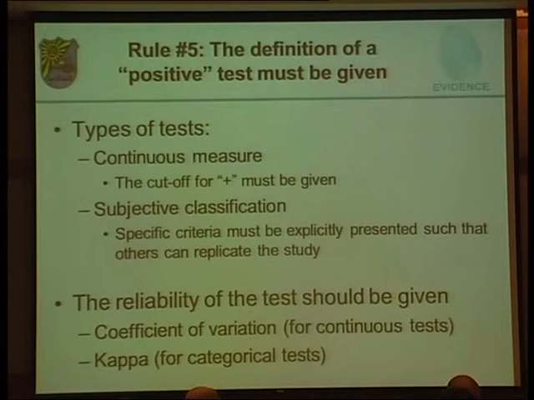And just like the gold standard, you need to understand the criterion for how they call people diseased and not diseased. In the same way, you need to see what are the criteria they're calling for a positive test. So if it's a continuous measure, you say above this point it's positive, below that point it's negative. Okay? And if there's subjective classification, you have to see what are the specific subjective classifications that would say someone has diabetic retinopathy versus not.